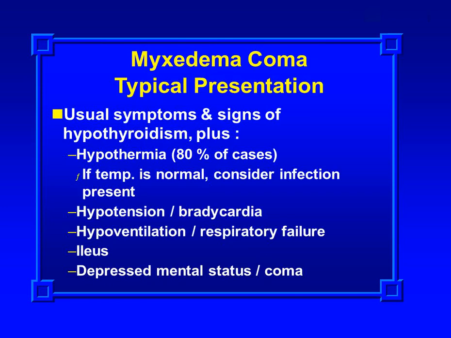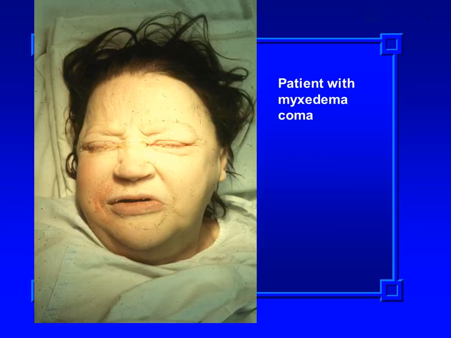Typical presentation. Usual symptoms and signs of hypothyroidism, plus hypothermia, 80% of cases. If temp is normal, consider infection present. Hypotension, bradycardia. Hypoventilation, respiratory failure. Ileus. Depressed mental status, coma. Patient with myxedema coma.